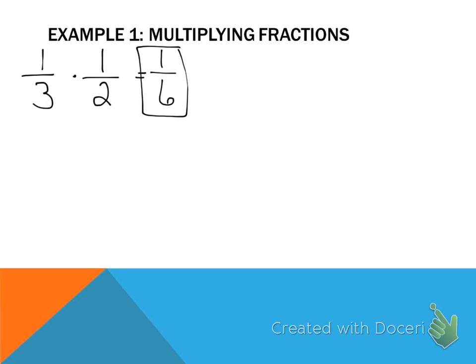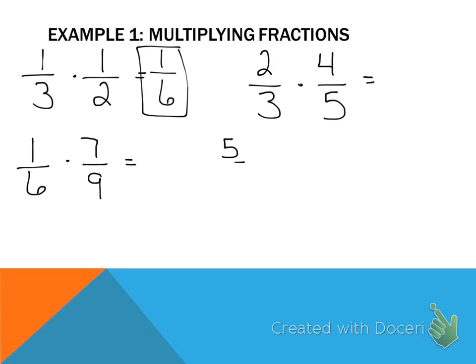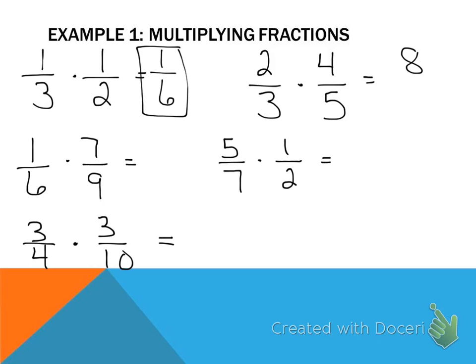All right, so now I want you to try some. Okay, we're just multiplying the fractions. We can't cross-reduce any of these, so we're just going to multiply them out. All right, go ahead and do this in your notes. All right, 2/3 times 4/5 is what? What is it going to be, guys?